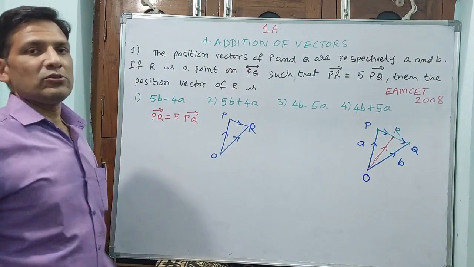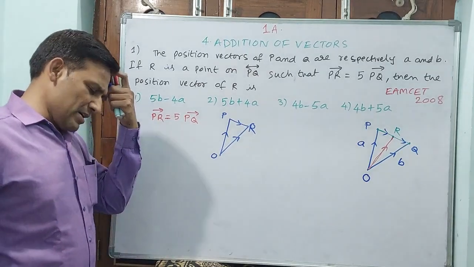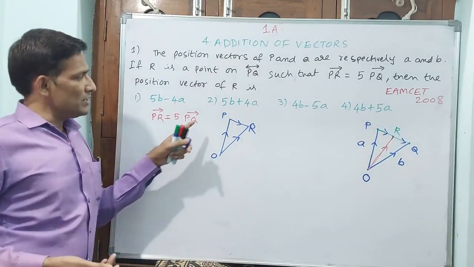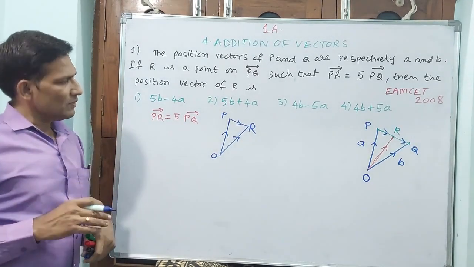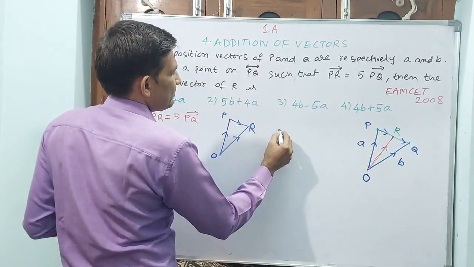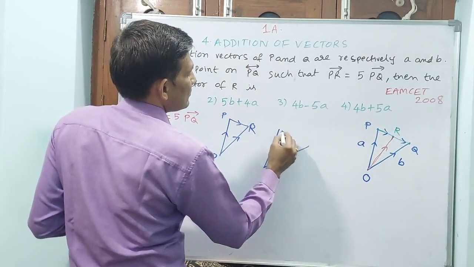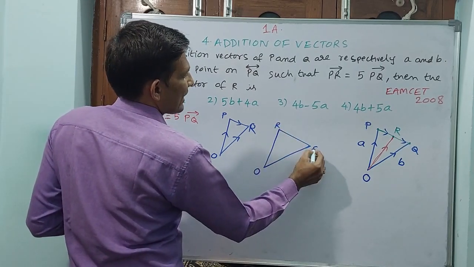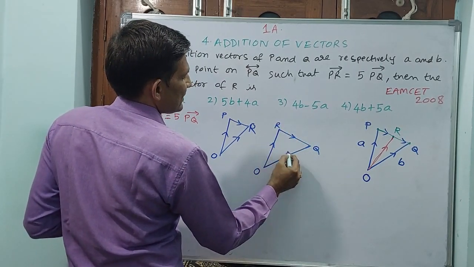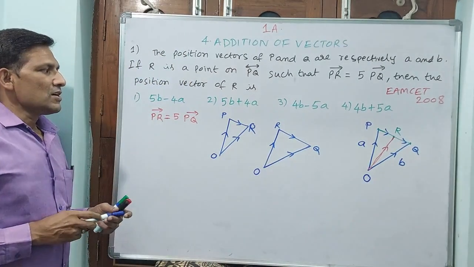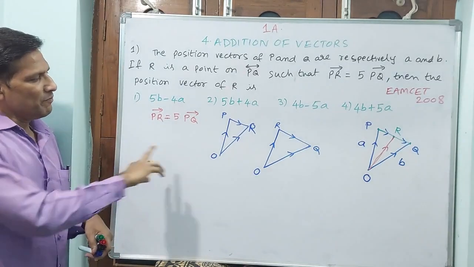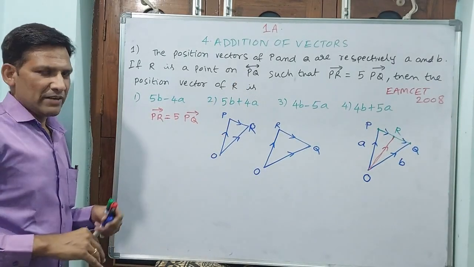In vectors, direction is also important, not only the scalar magnitude. You see here P to R has gone. Another vector I am drawing. Again O, again R, again Q, direction is like this. Understand this? P to R, R to Q, O to R, O to P, O to Q, all are there. With these two figures, the entire vector diagram has been covered.